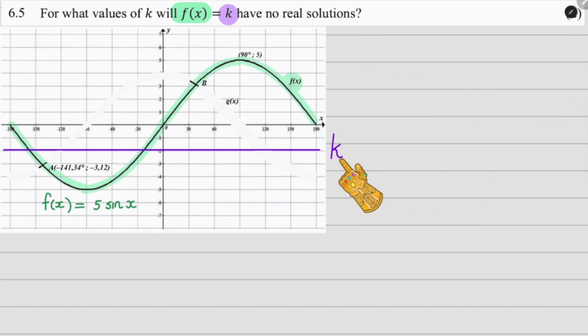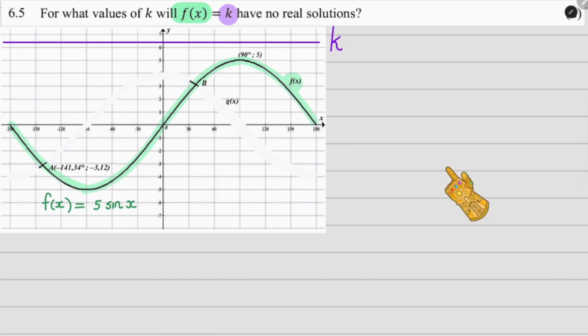So currently where k is placed, it touches the green graph twice, so there are real solutions. You want to move it up or down enough so that it does not touch the green graph and therefore will have no real solutions. So I want to move k up here, up there, so it doesn't touch the green graph. So now you'll never have solutions. You'll never get this purple line touching the green graph. And the threshold for that is over here. If I move k above this y value of 5, it will never touch the green graph.